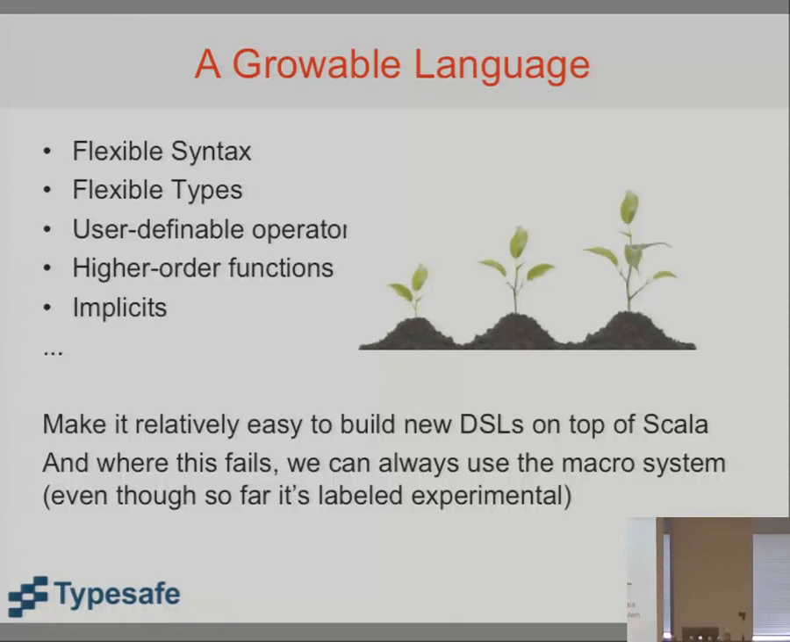What makes it a language that can grow into new domain-specific domains? So it has a very flexible syntax. It has a very flexible type system. There are user-definable operators that are often used with abandon by many communities. It has powerful control flow combinators using higher order functions. It has implicits. It has a very rich toolbox for essentially constructing your own domain-specific languages.